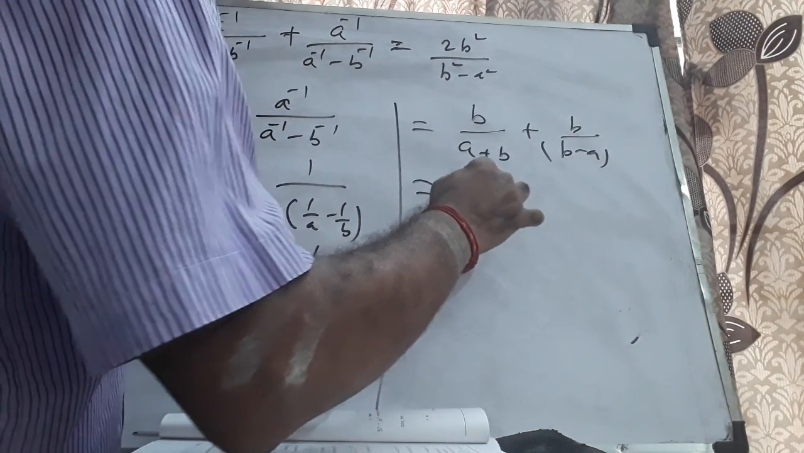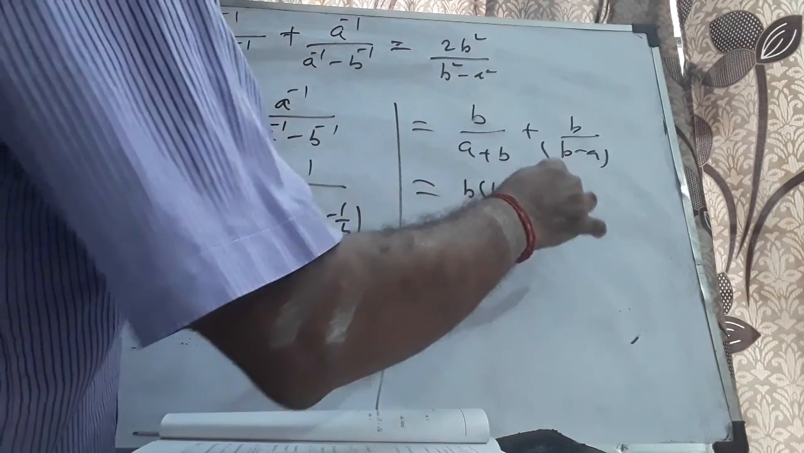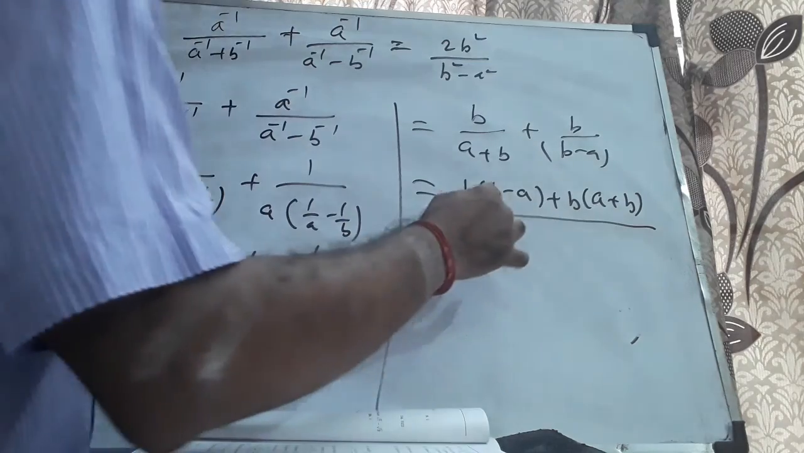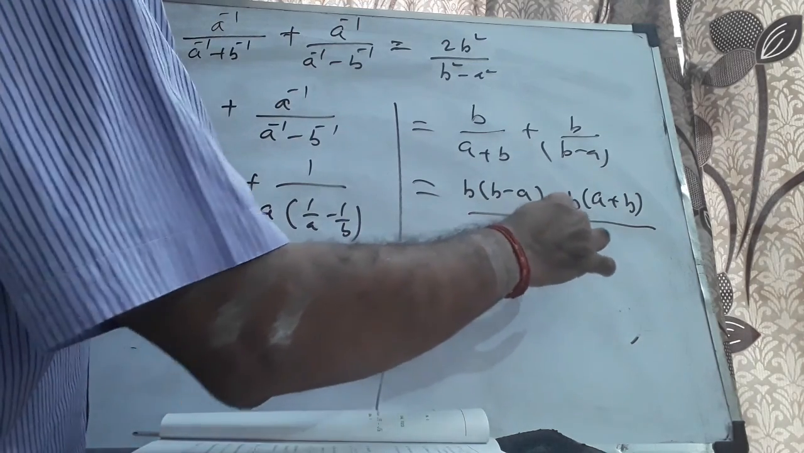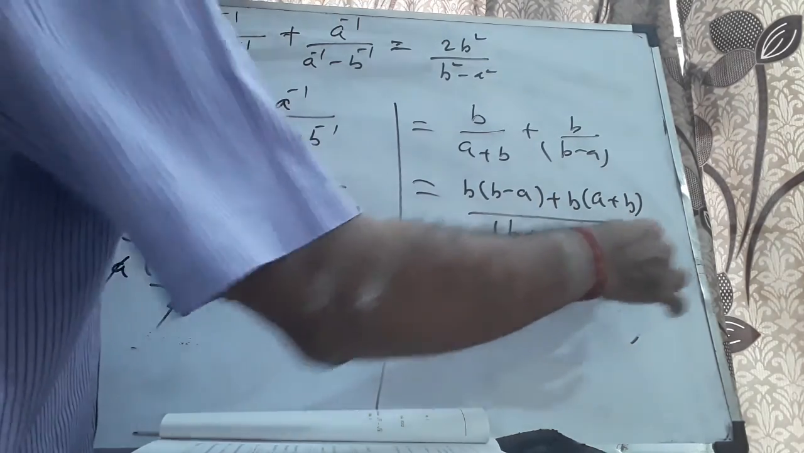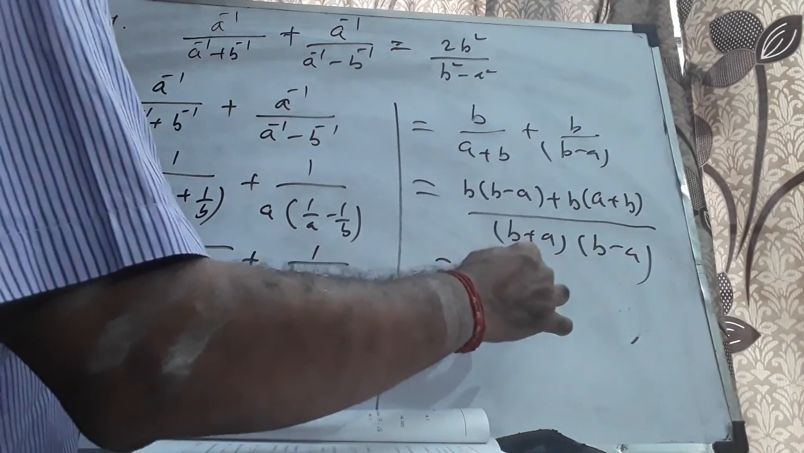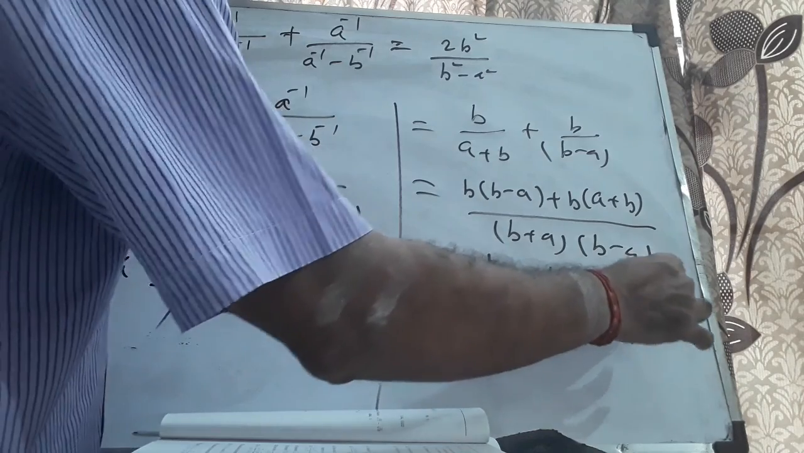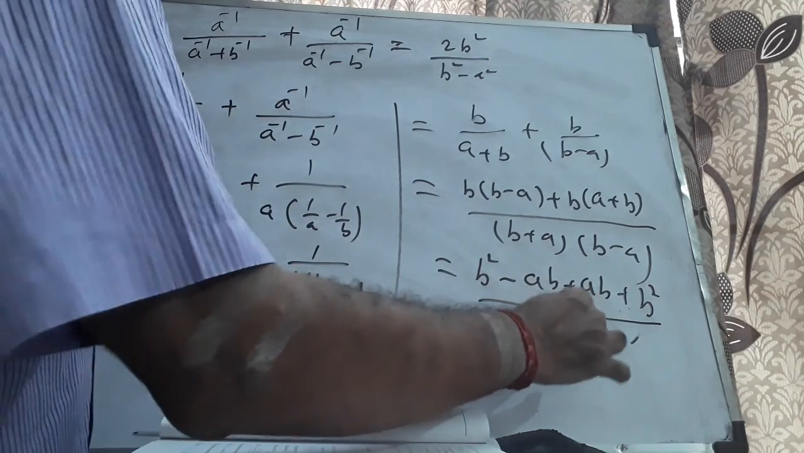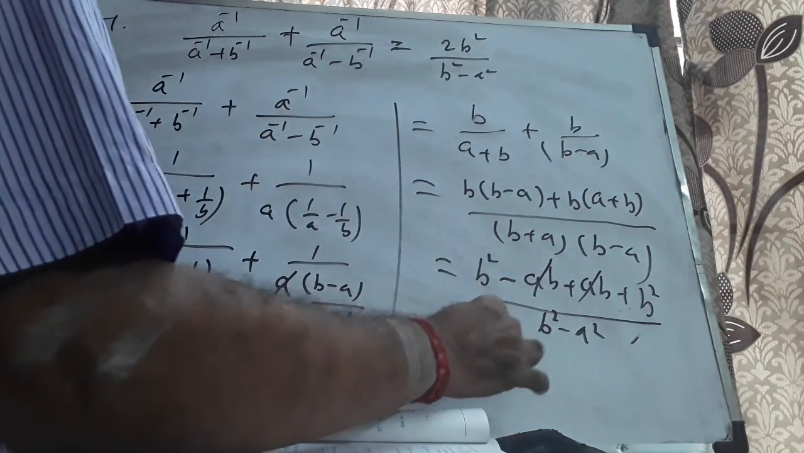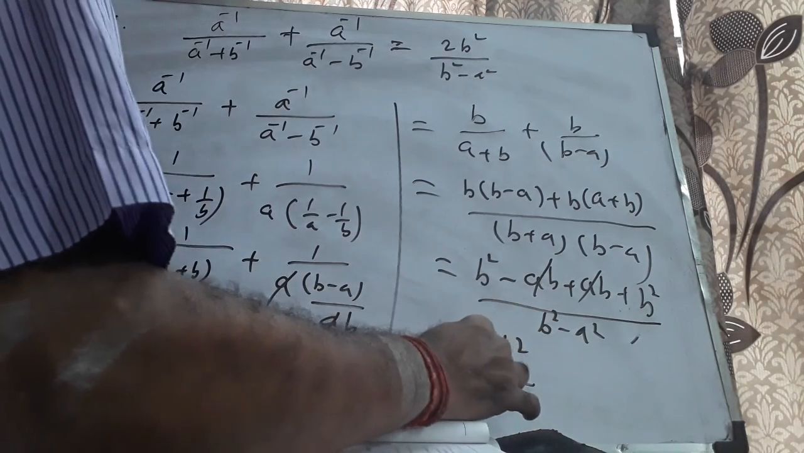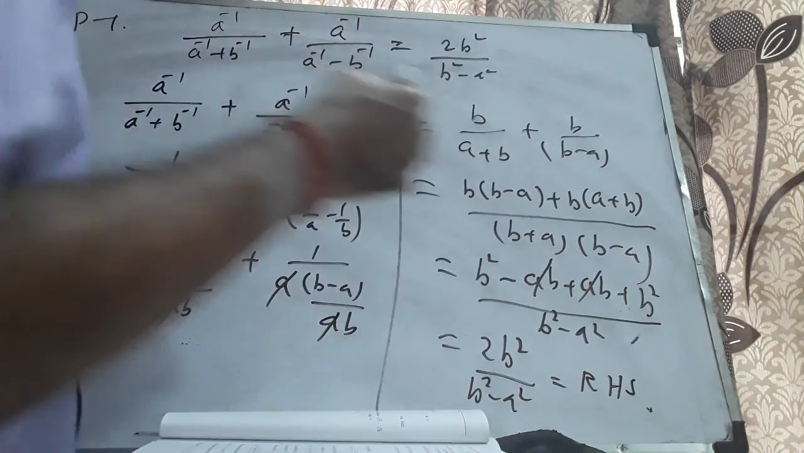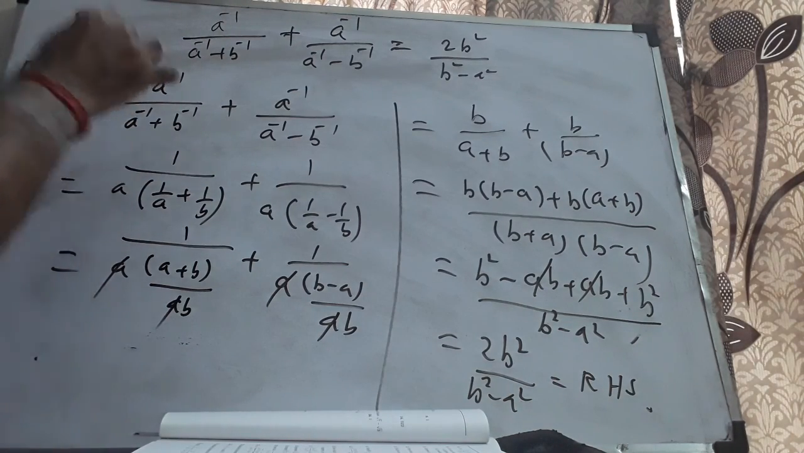Now take LCM: b into (b - a) plus b into (a + b), or (b + a), either way it doesn't matter. This will be (b + a) into (b - a). It will be (b² - ab + b²) divided by (b² - a²), which is reduced to 2b² by (b² - a²). That is my right hand side. This is my left hand side.